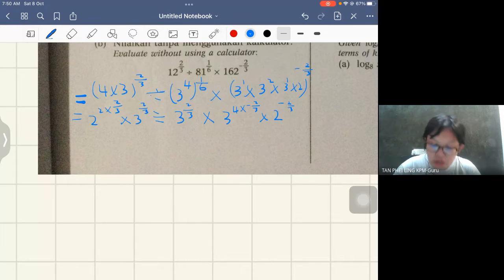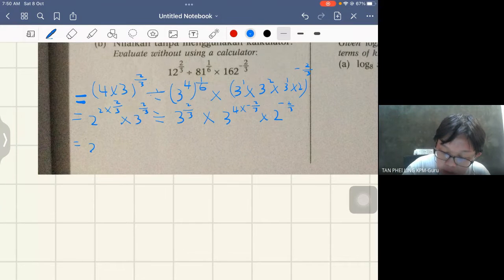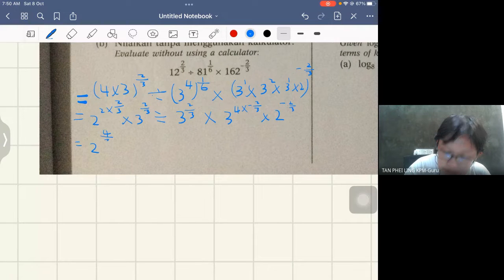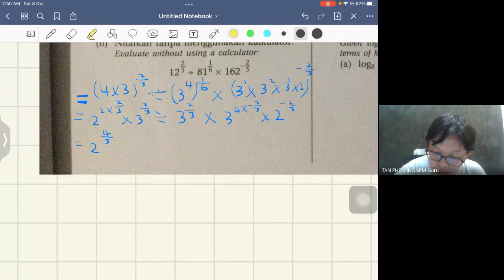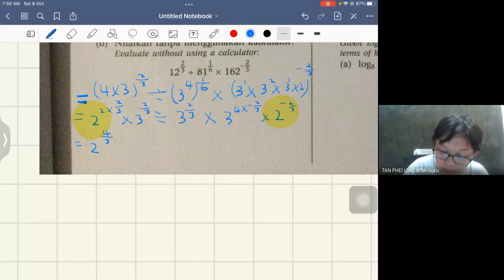Okay, let's move on. So now we will group all the 2 together. This one you can multiply in, so it becomes 4 over 3, right? Then you have the times here, another 2 here, right? So we combine this one, which is a base 2, and this one, which is also a base 2. These 2 will combine together, which will become 2 power 4 over 3. Then we plus this one, minus 2 over 3. Is it okay? Because it's a multiply.